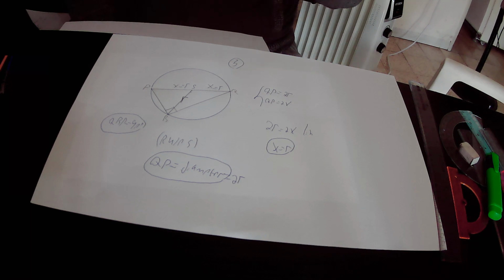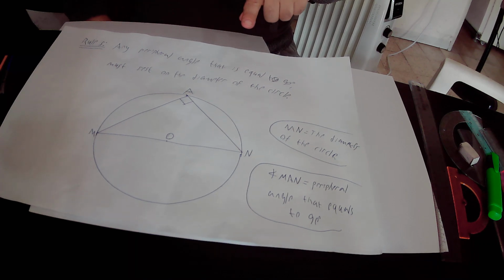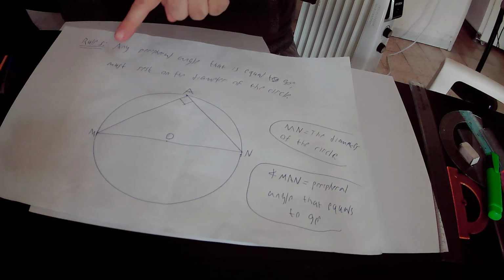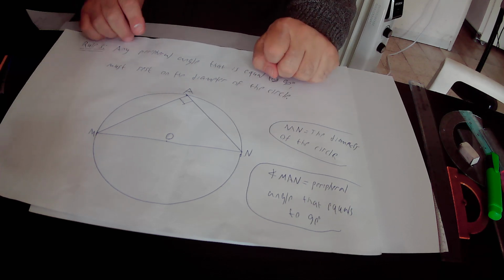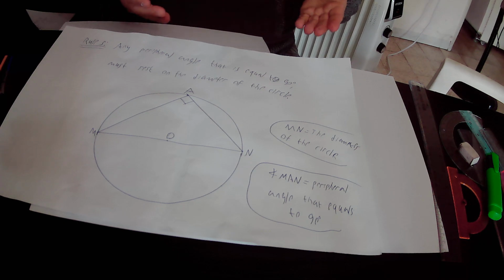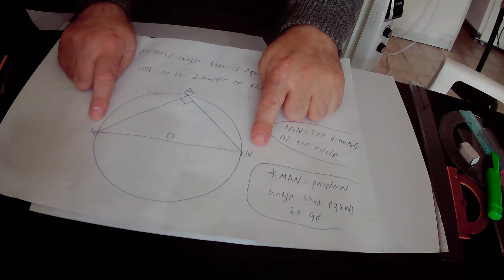And we have rule number 5 that relates to any peripheral angle that is equal to 90 degrees in its size. Rule number 5 says that any peripheral angle that is equal to 90 degrees must rest on the diameter of the circle. Here we have peripheral angle MAN that is equal to 90 degrees in its size. And therefore, according to rule number 5, this peripheral angle MAN must rest on the diameter of the circle. From the drawing itself, it is very easy to see that peripheral angle MAN rests on chord MN, and indeed chord MN is the diameter of the circle.